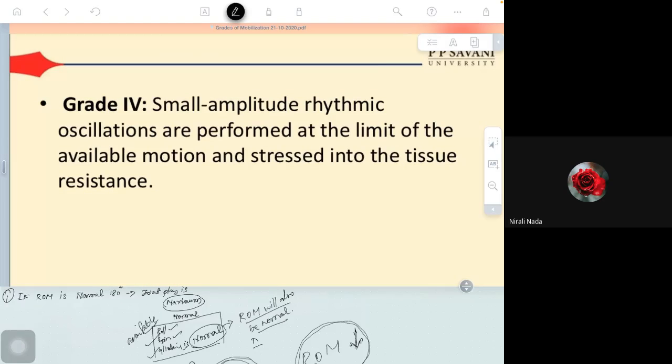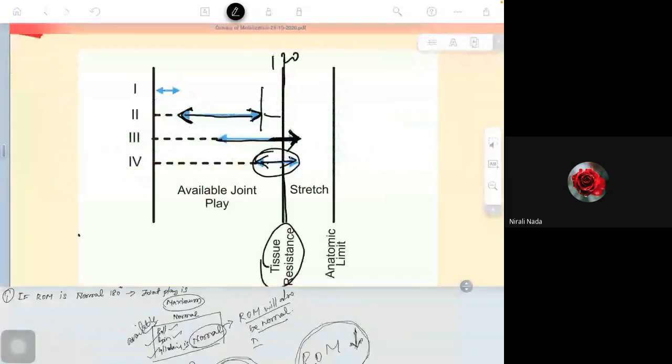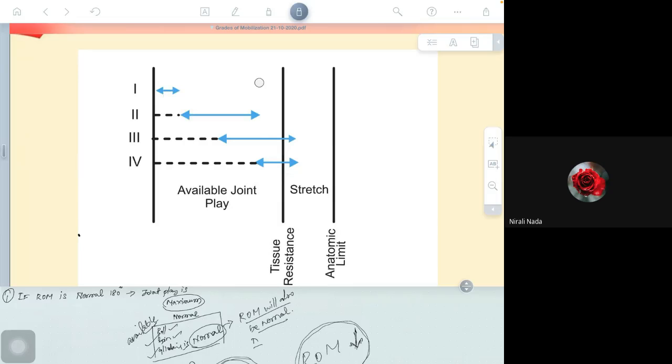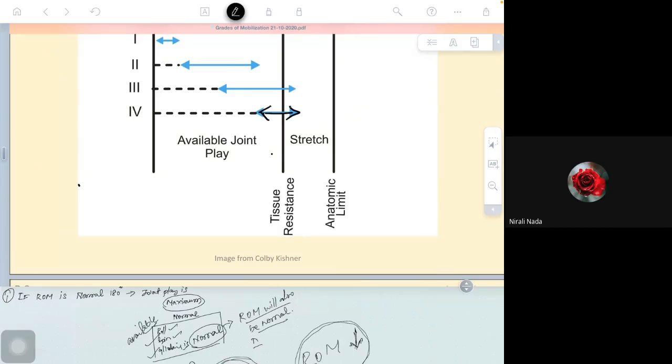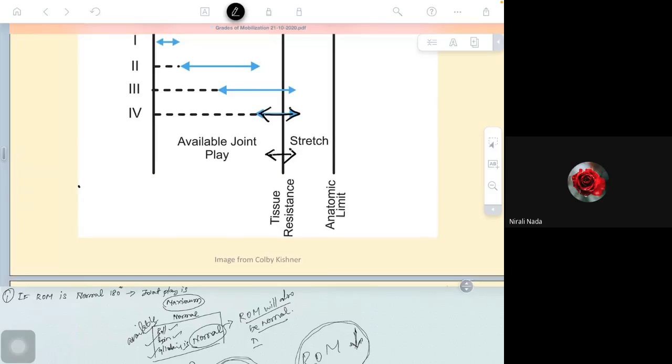And grade 4, small amplitude rhythmic oscillation performed. See the length of the arrow is very small. It is small amplitude rhythmic oscillation performed where? It is performed at the limit. And what is the limit here? 120 degrees. So you are performing at the limit and stressed into the tissue resistance. That is, you are crossing. So this is about grades.